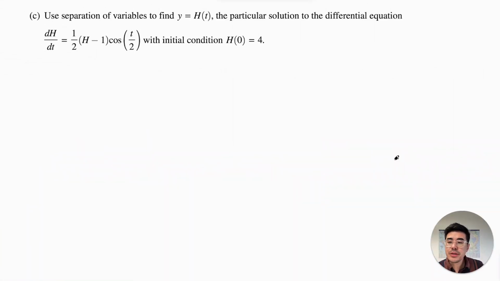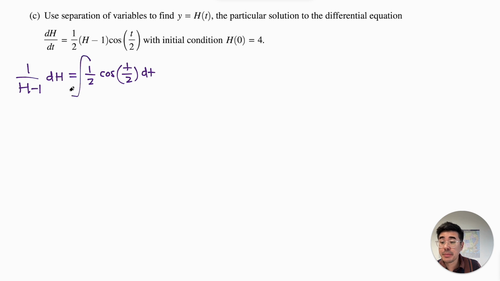Then, as usual, in a differential equations question, they want you to find the particular solution. So h is everything that's going to go on the left side. Anything with the t is going to stay on the right side. So I'm going to divide over the h minus 1, and then multiply the dt over to the right-hand side. So it's 1/2 cosine of t over 2 dt.